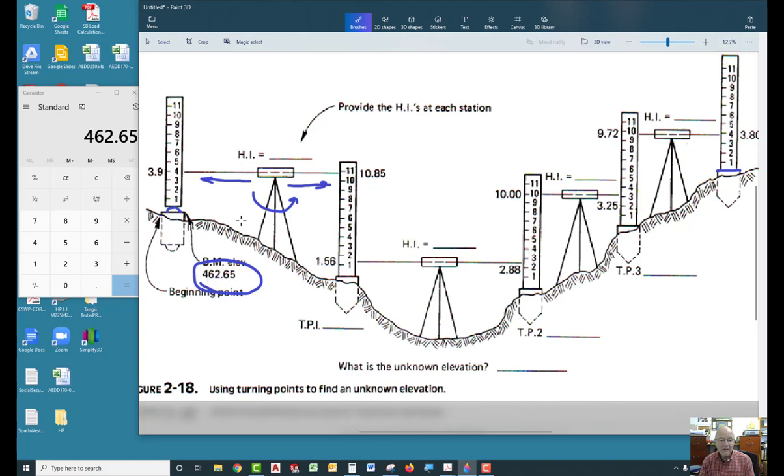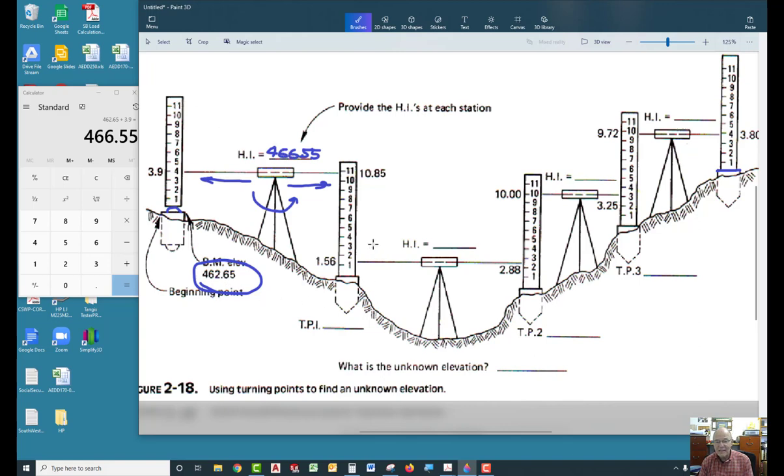So we start with 462.65. We do a back sight with that survey tool. The number 3.9 lines right up with our target. So over here we add 3.9, and now we have 466.55. That's the height of the instrument above our benchmark. So we write that down in our little book so we don't lose track, and know the height of the instrument is 466.55 feet above sea level.